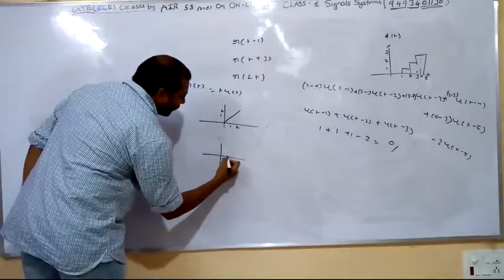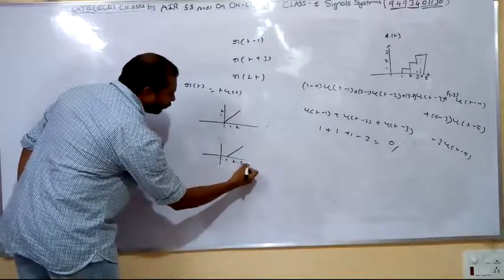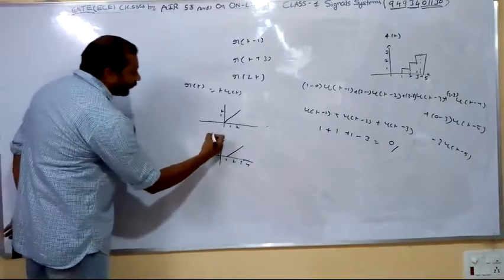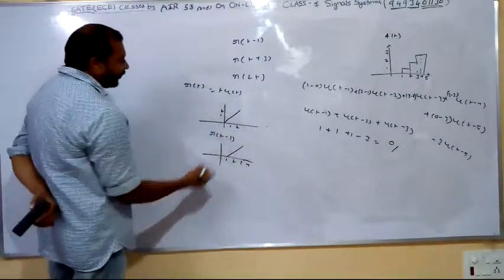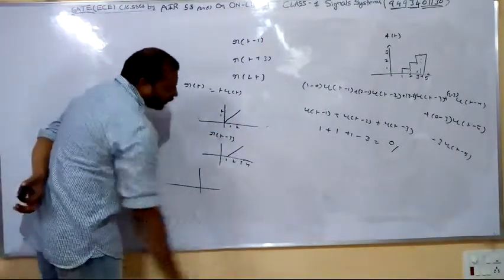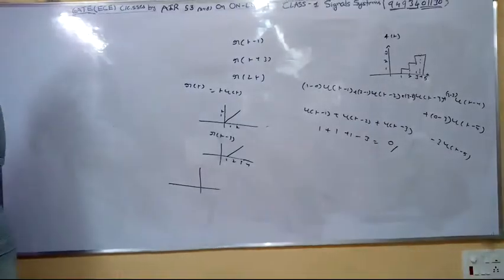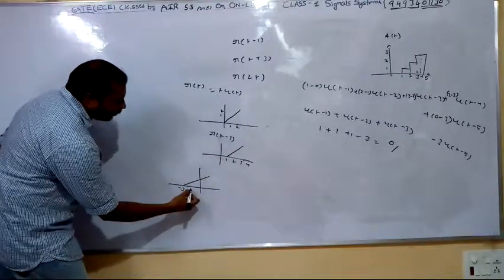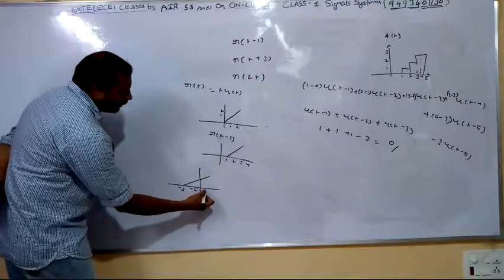So this is from 1, this is 2, this is 3, this is 4, like that. Now, this is the corresponding r of t minus 1, not a new thing. Okay, r of t plus 3 is nothing but t plus 3 equal to 0 and t equal to minus 3. So it should start from t equal to minus 3, then minus 2, minus 1, like that, whatever they have given.